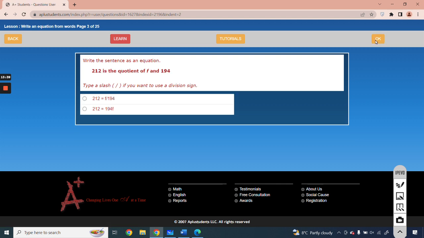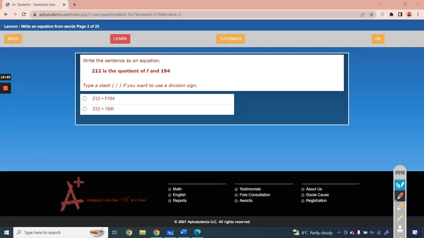Okay, the next one is write the sentence as an equation. 212 is the quotient of F and 194. Quotient is the one when you divide two numbers, the answer is the quotient. Got it? That means they are dividing. F and 194. It would be F divided by 194. And their quotient means when you divide them, their answer is 212. So it would be F divided by 194 equals 212.